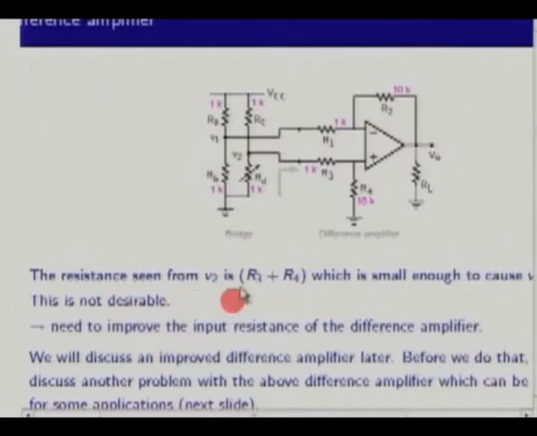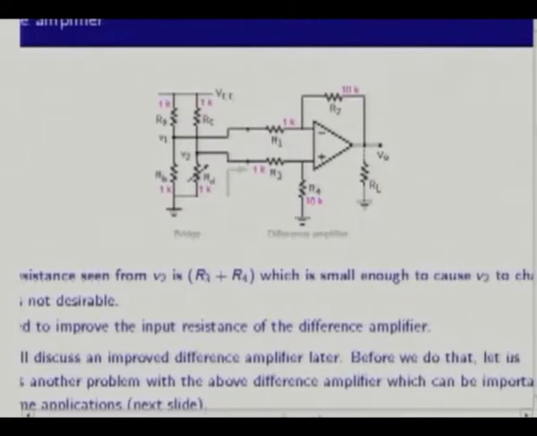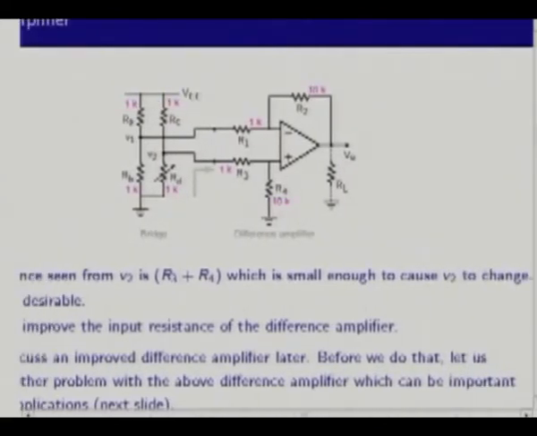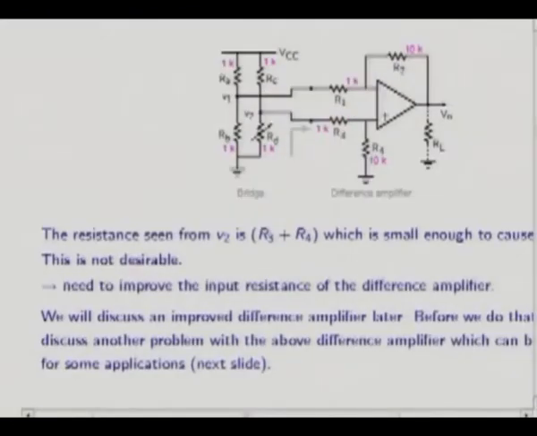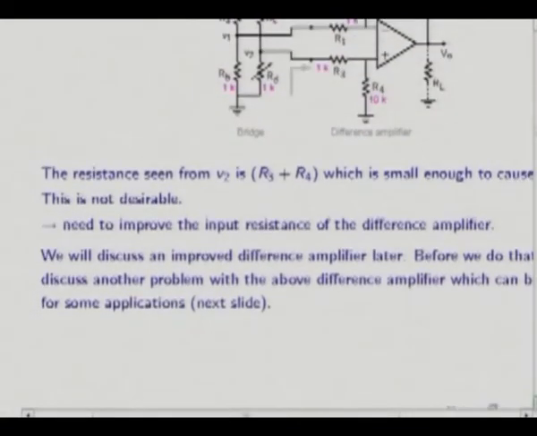So the resistance seen from V2 is R3 plus R4, which is small enough to cause V2 to change, and that of course is not desirable, because then we are not going to measure what we intend to, because it's going to be modified by this R3 plus R4 factor, and that's something that we certainly don't want in a good instrument. So they definitely need to improve on the input resistance of this difference amplifier.